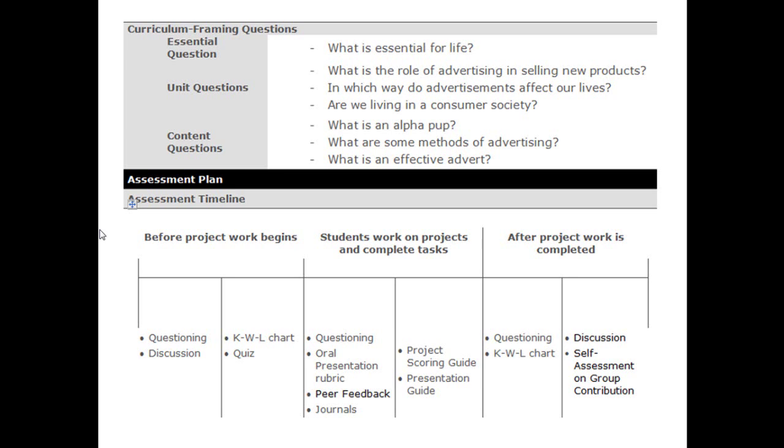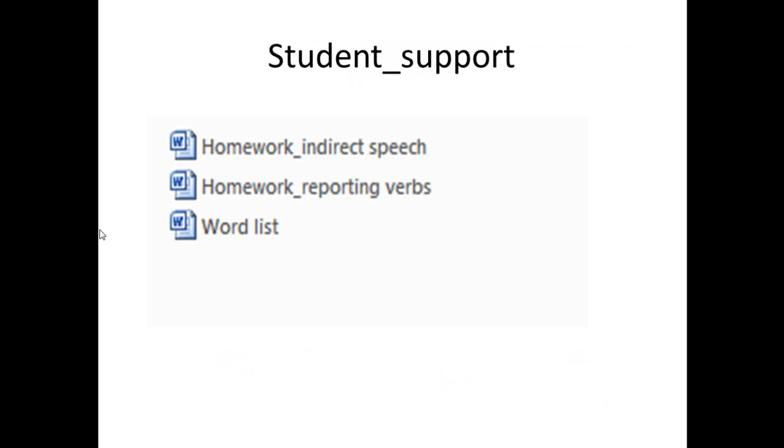In the assessment timeline, questioning and a KWL chart occur throughout the unit to assess the students' background knowledge of the topic. I also have discussion, an oral presentation rubric, a project scoring guide, and self-assessment on group contribution to help students keep track of the learning process of the class and to encourage communication among the students.